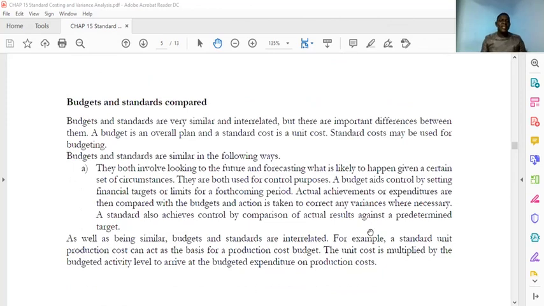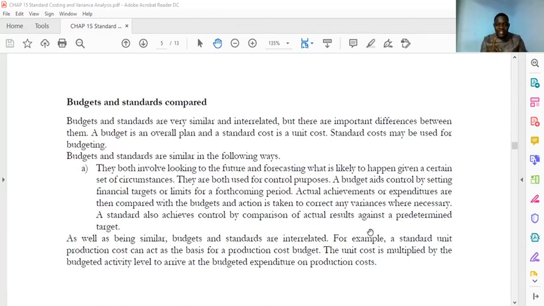So let's look at budget and standards compared. Is there any difference between a budget and a standard? Good. Now, budgets and standards are very similar and interrelated. They are very similar and they interrelate, but there are important differences between them.